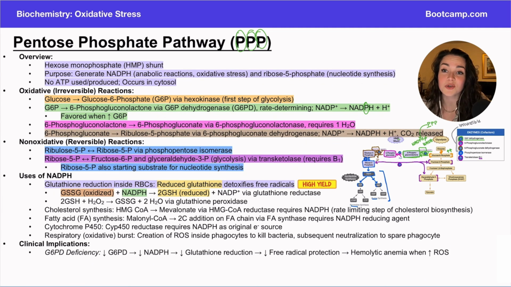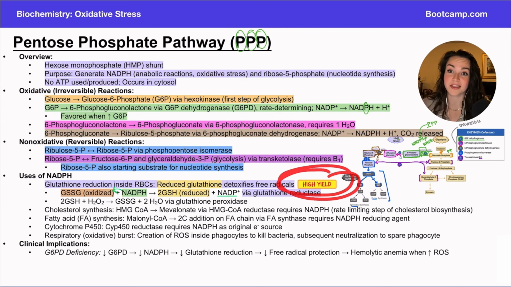So through a simple oxidation reduction reaction, we can take those electrons off of the NADPH, load them onto the GSSG, and form the reduced glutathione, GSH right here, leaving behind NADP plus in the process. And the enzyme that does that is called glutathione reductase. So that's a high yield point. That's something that you want to lock down.